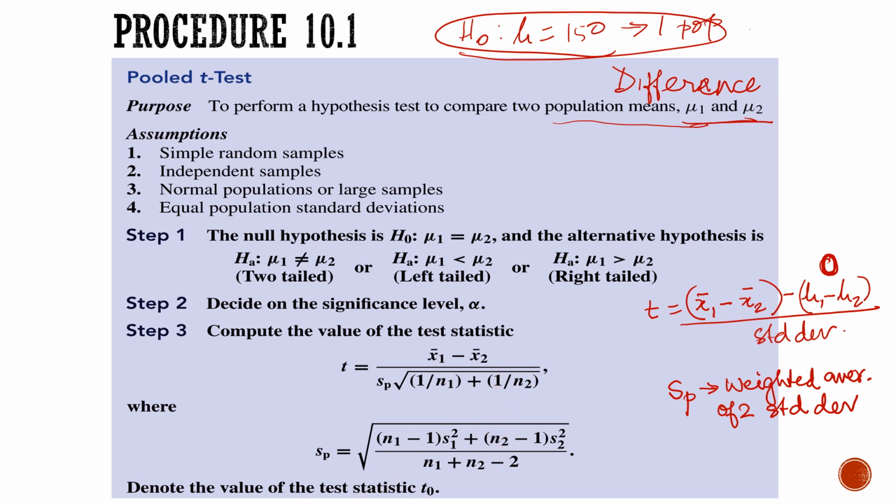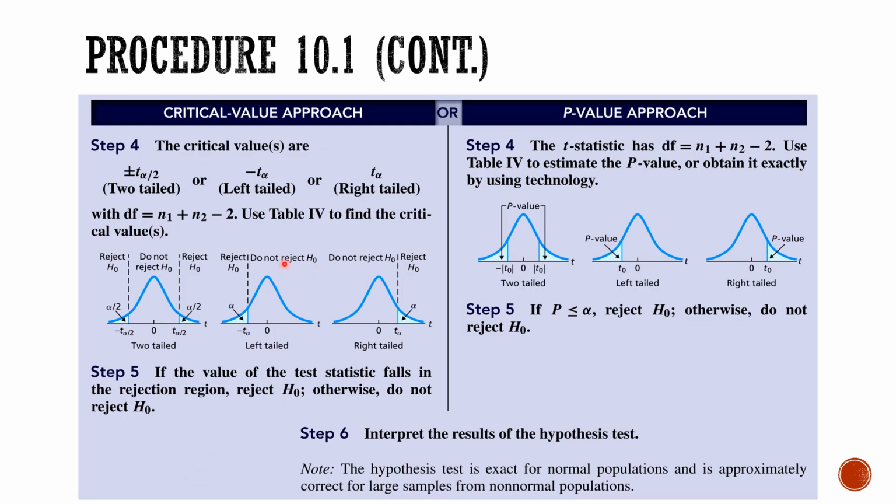In the next slide, we will talk about the two approaches, the critical value approach and the p-value approach, which you already know from the previous lesson when we were working with one population mean. All right, so that remains the same for critical value. We find our rejection regions, do not reject regions, and then we bring our t-score obtained from step 3, which is our evidence, our test statistic, and see in which region it falls. Based on that, we take a decision. If the value falls in the rejection region, we reject. If not, we do not reject.